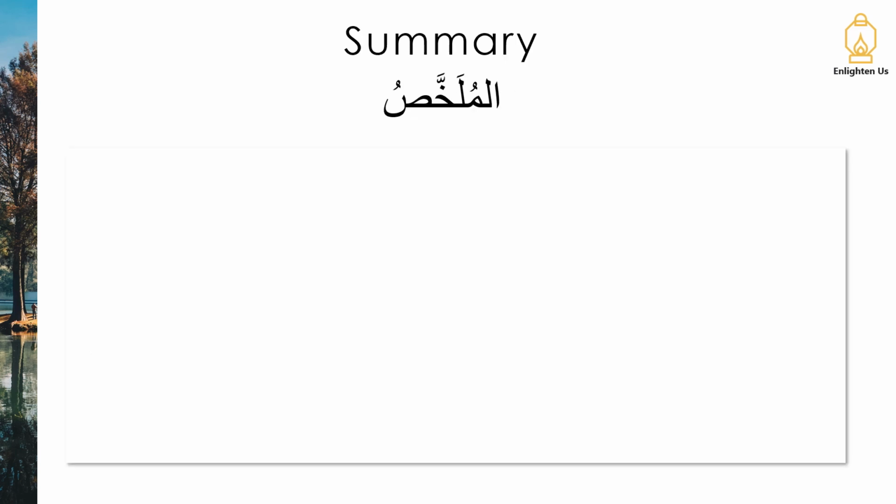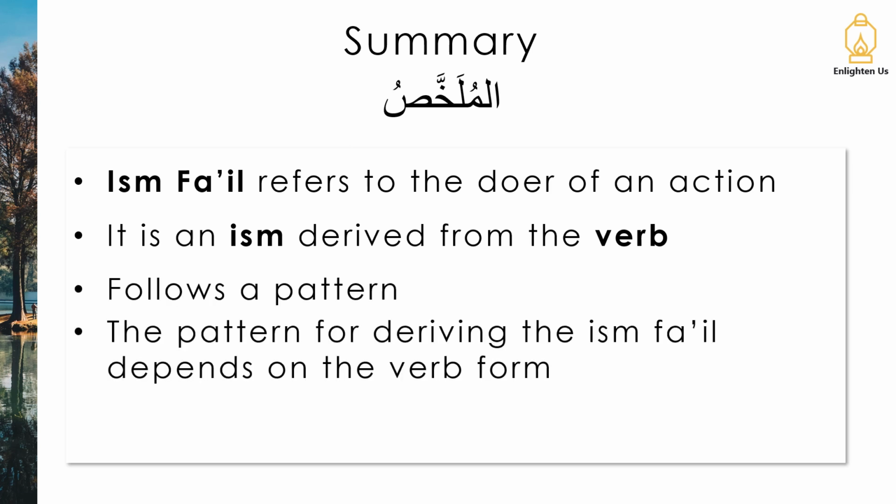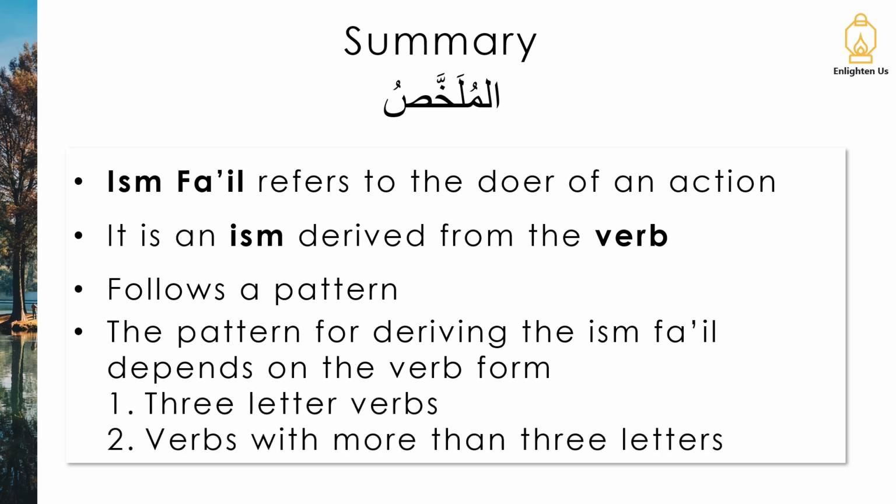We have come to the end of the lesson, so let's have a mulakhas. We said ism fa'il refers to the doer of an action. It's derived from a verb. It follows a pattern, and the pattern that it follows very much depends on whether the verb, and this is specifically the fi'l madi, has 3 letters or whether the verb has more than 3 letters.